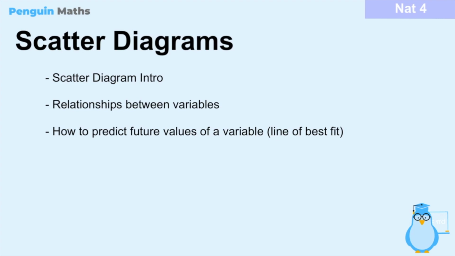In this National 4 Maths lesson, we'll be looking at a branch of statistics known as scatter diagrams. After this lesson, you will know what a scatter diagram is and how we can use them to represent information. You will also understand the different types of relationships that we can have between the two variables on a scatter diagram. And finally, you will know how to predict future values of a variable by drawing something called the line of best fit onto a scatter diagram and understand where scatter diagrams can be used in real life situations. So, let's get started.